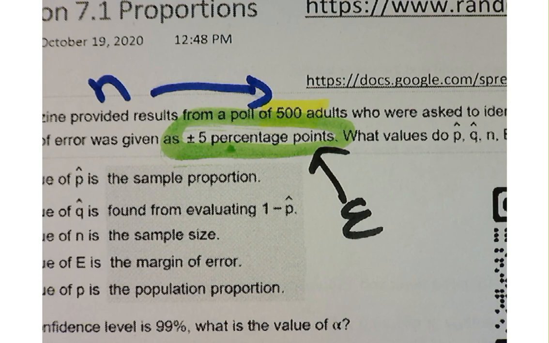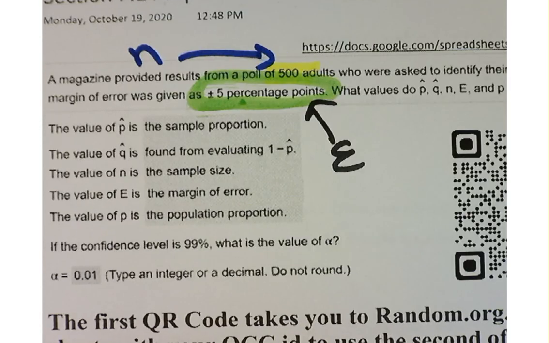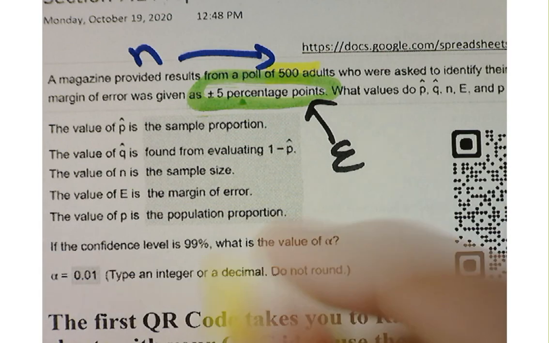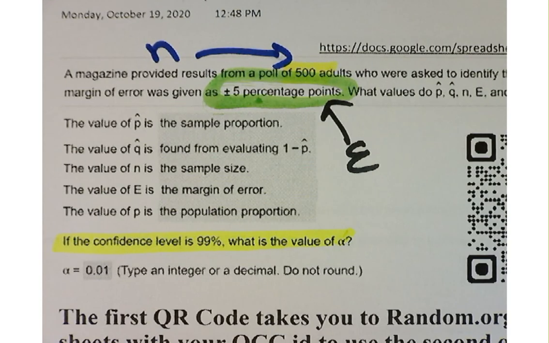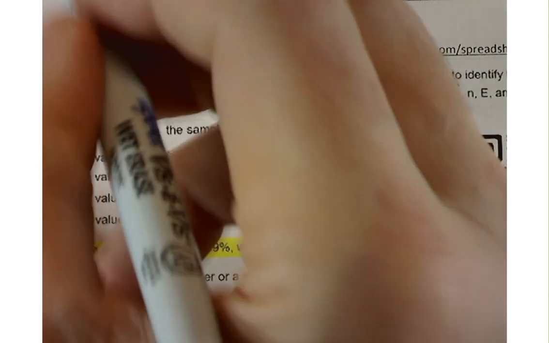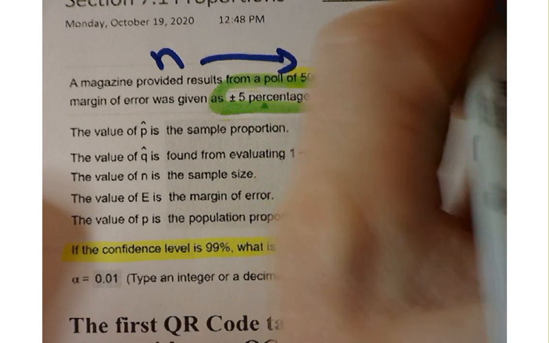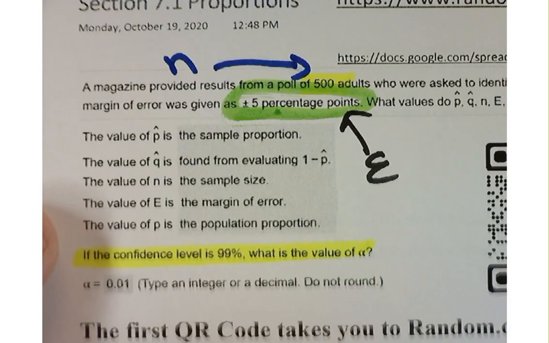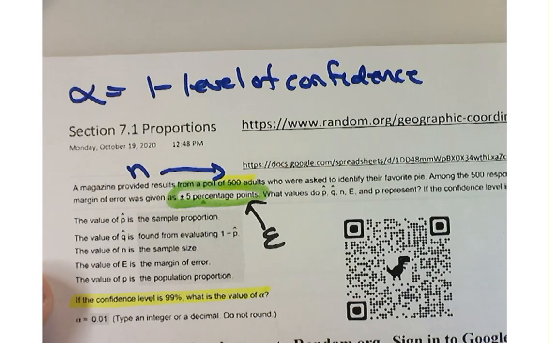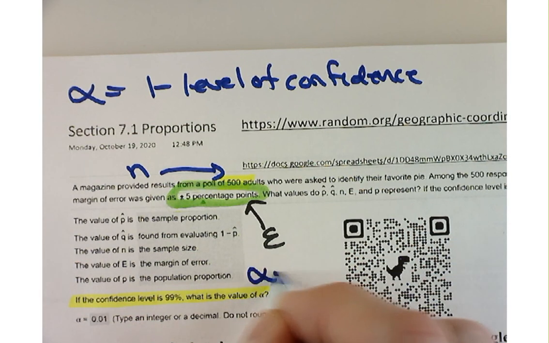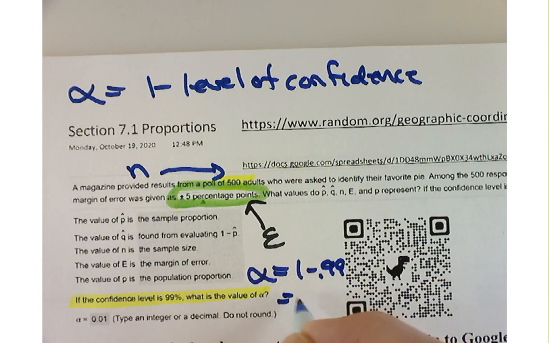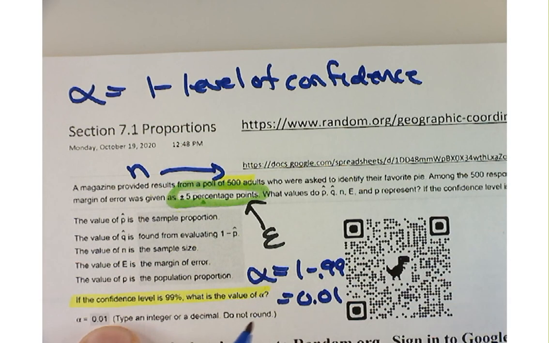There's one last thing that we have to figure out, and that is what's the value of alpha. So that's down here. What's the value of alpha? And the value of alpha is going to be kind of the complement of what the level of confidence is. So alpha equals 1 minus the level of confidence. So if our level of confidence is 99%, then alpha is going to equal 1 minus 0.99, or 0.01. That's your level of alpha.